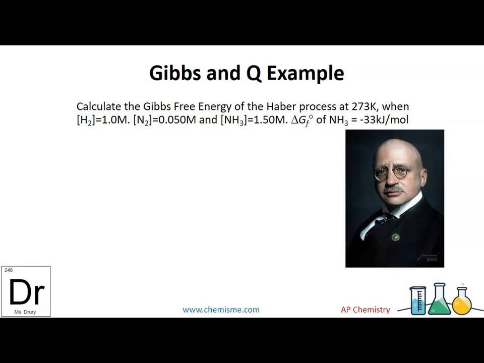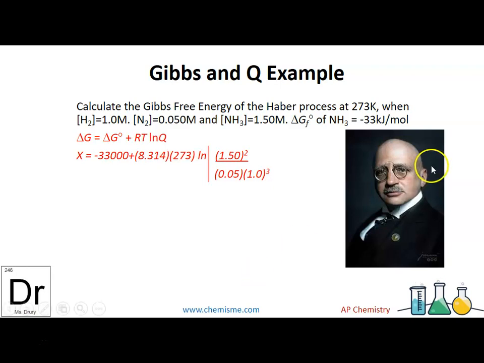standard. So what we're going to do is use that formula I just showed you. The standard is negative 33. The R is 8.314 from your reference table. The temperature was given in the question at 273 Kelvin. Make sure it's Kelvin. And the natural log is the products of this reaction, ammonia, squared, because there's going to be 2 ammonias every time you make it. Maybe write your reaction out. 3 H2 plus 1 N2 makes 2 NH3.